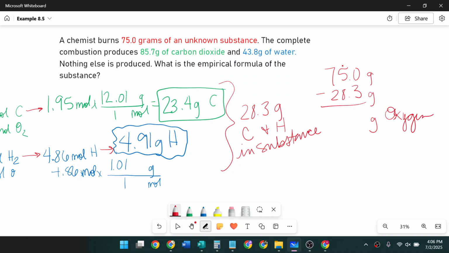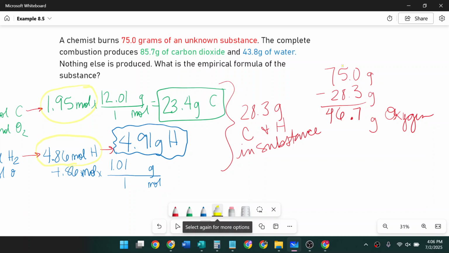And in this case, the only other thing that could possibly be would be our oxygen. All right, so let's subtract these 2. All right, so we have 46.7 grams of oxygen. We need to know that in moles because over here we found, let me use a highlighter, this is how many moles of carbon we have, and this is how many moles of hydrogen we have.